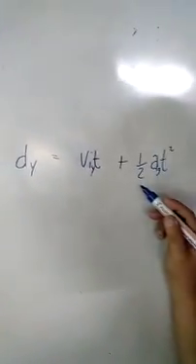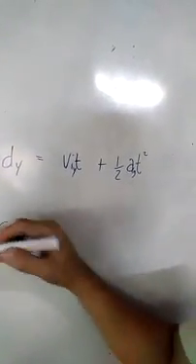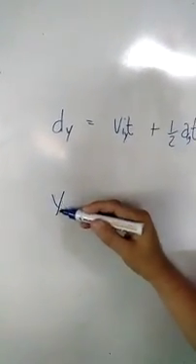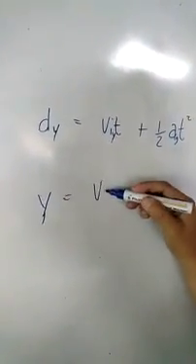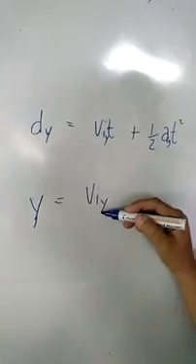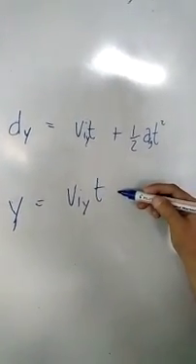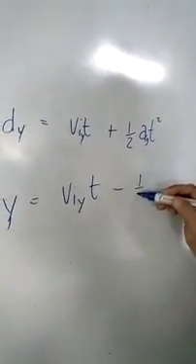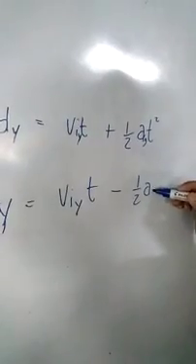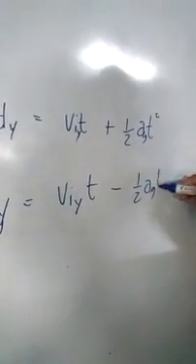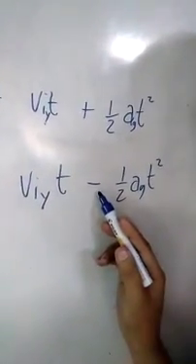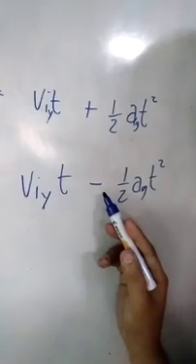There are other books, sir, that instead of using this equation, they use this equation instead. So instead of dy, they use y, which is the distance along y, and then initial velocity along y times t, and then minus 1/2 a g t squared. So if you notice, sir, the negative sign is incorporated in the formula.